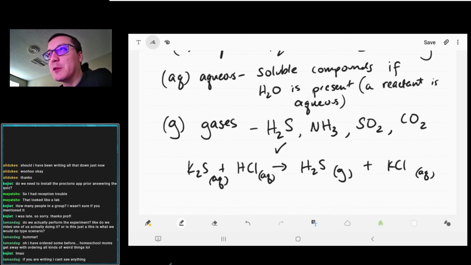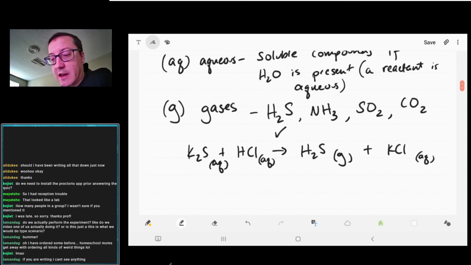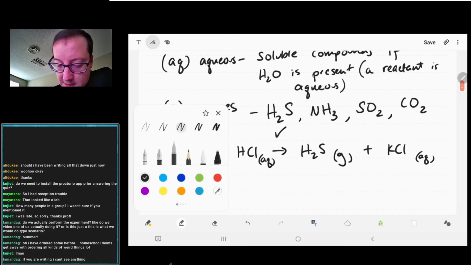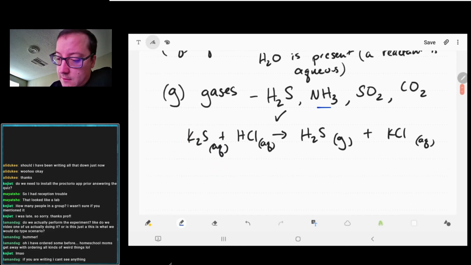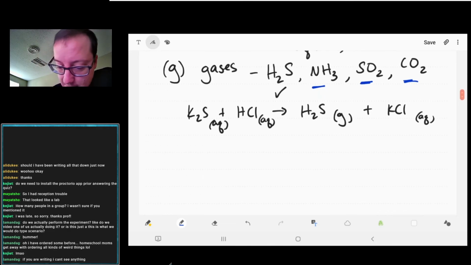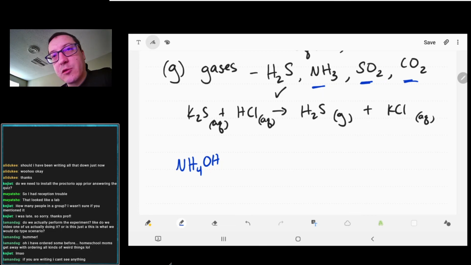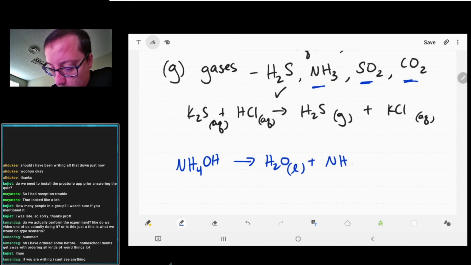You would know right away if you produce this, because you would not only see bubbles, but you would also have this really nasty smell in the air. So anytime you're producing hydrogen sulfide, it will be a gas. The other three gases, these three here, don't typically form directly, but in fact they form from unstable compounds. We're going to see if you form ammonium hydroxide, that will immediately break down into water and ammonia.